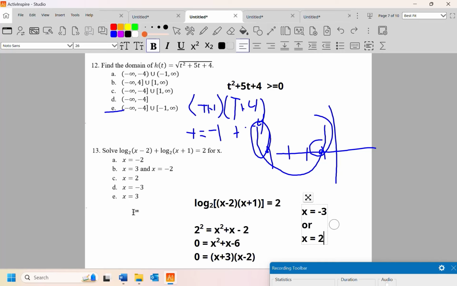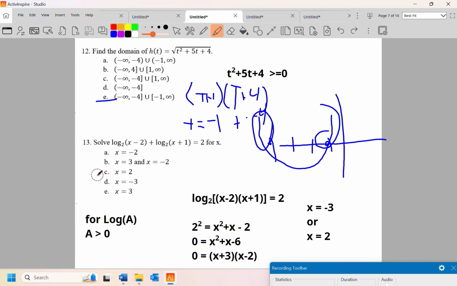Now, I have another rule that I have to know. For a logarithm with something in it, the stuff inside is bigger than 0. If I put a -3 in here, this log fails here and here. The -3 is extraneous. The only valid answer is choice C.